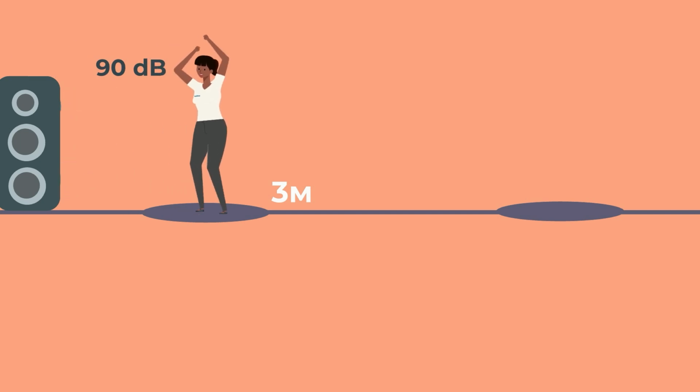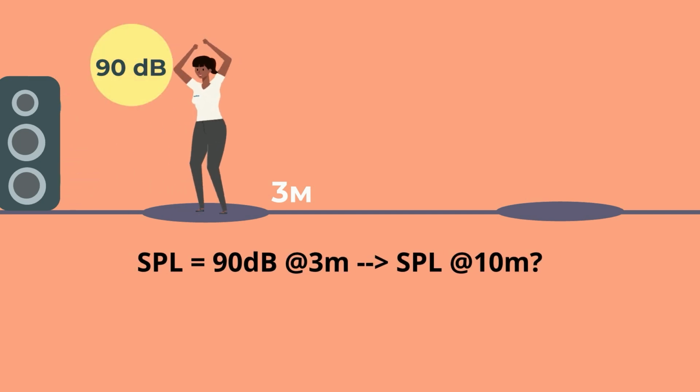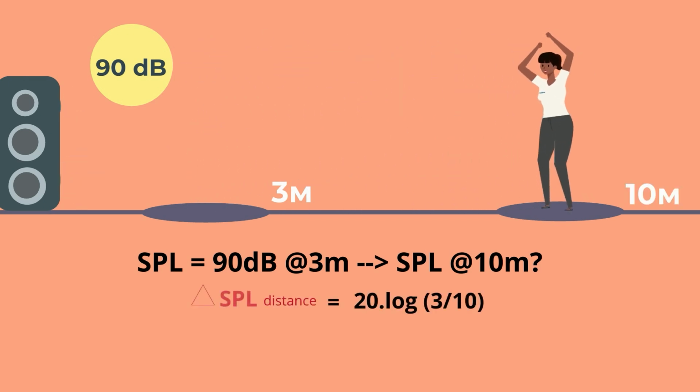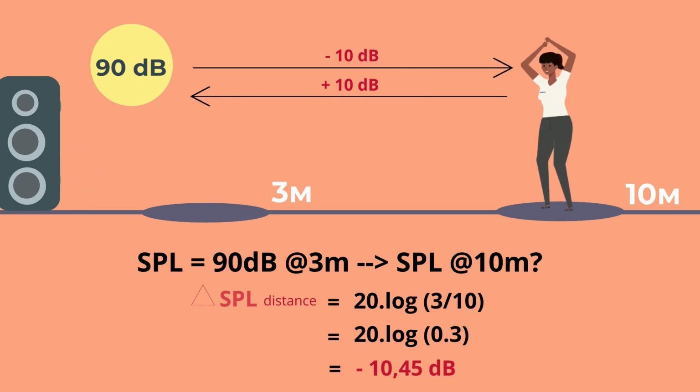Imagine you're at a concert. You stand 3 meters from the sound source, and the sound level is 90 decibels. But what if you move back to 10 meters? The sound drops to 80 decibels at 10 meters. Moving away decreases your sound by 10 decibels.